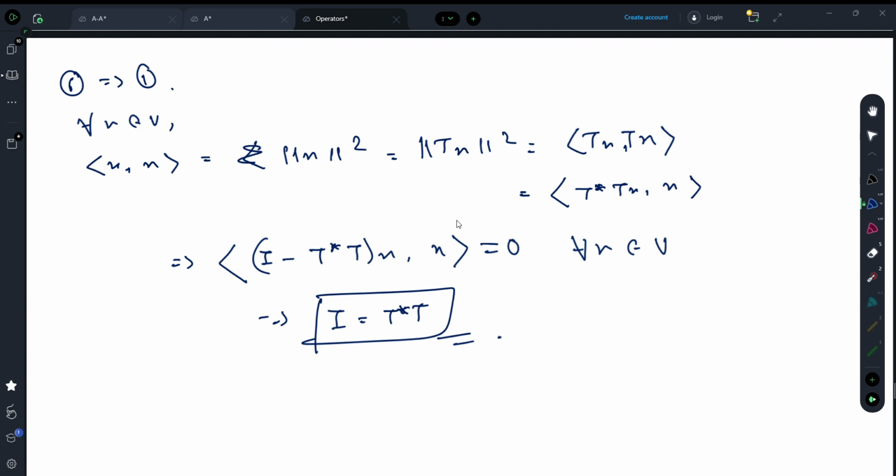So let this lecture be up to this much. In the next lecture, we will talk about some more properties of unitary and orthogonal operators. Meet you guys in the next lecture.